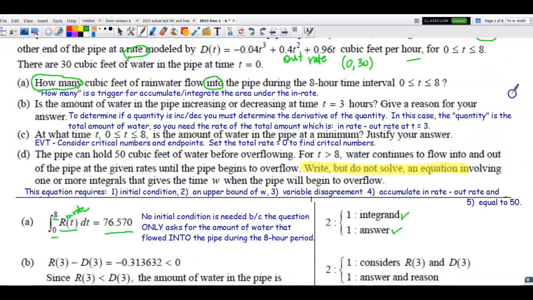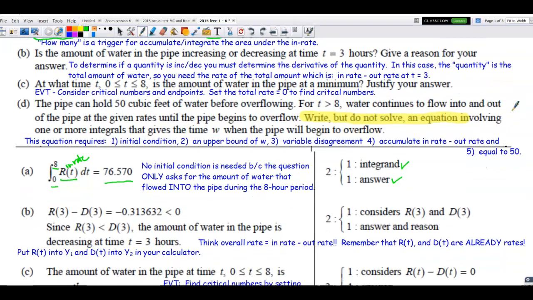In letter B, is the amount of water in the pipe, and here's the heart of the problem, increasing or decreasing at time t equal to 3? Well, we know in calculus, if we want to know if a quantity is increasing or decreasing, we need to examine the sign of the derivative of that quantity, and in this case the quantity is the amount of water. Therefore the rate is the total rate, which is in this case the value of the in rate minus the out rate at t equal to 3.